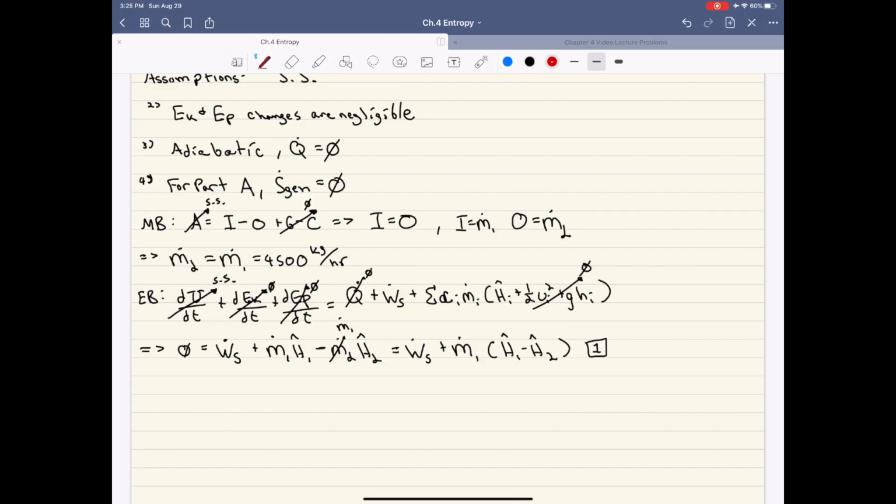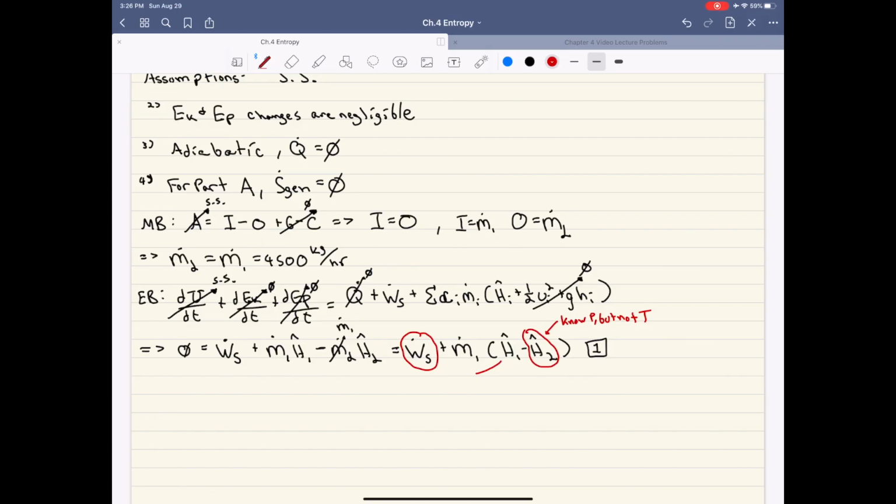And in this equation 1, we essentially have two unknowns. We have the shaft work, and we also have this h2. The reason those are the unknowns is, we're trying to figure out what shaft work is. For H2, we know what the pressure is of the outlet steam, but we don't know the temperature. So if we only know one variable, we won't be able to look up H2 directly from the steam tables.